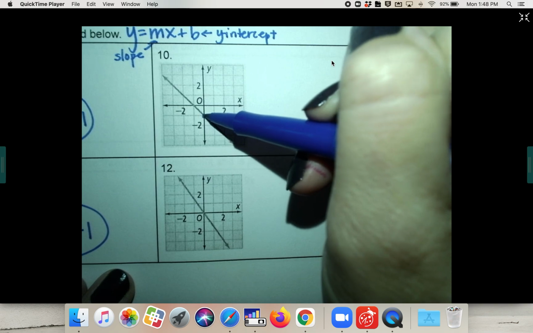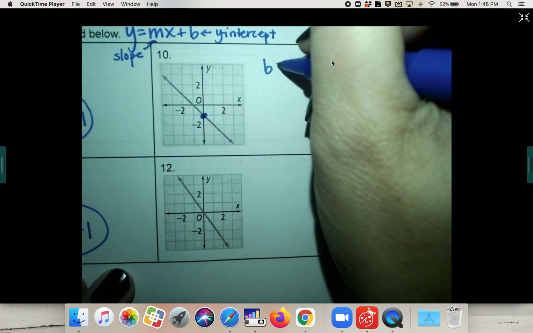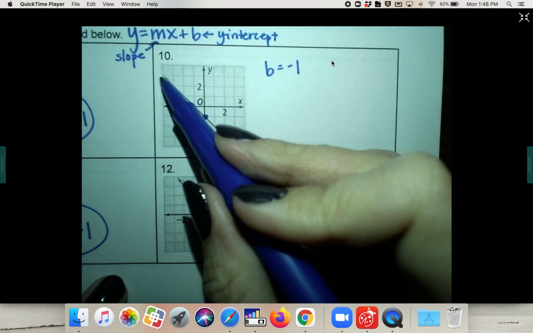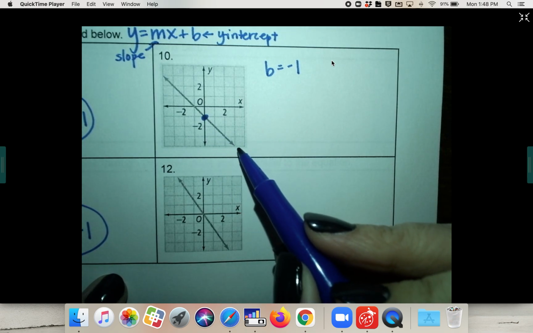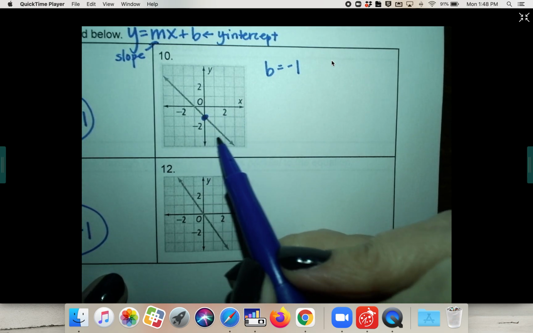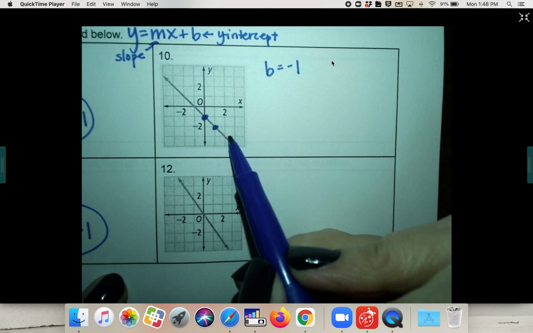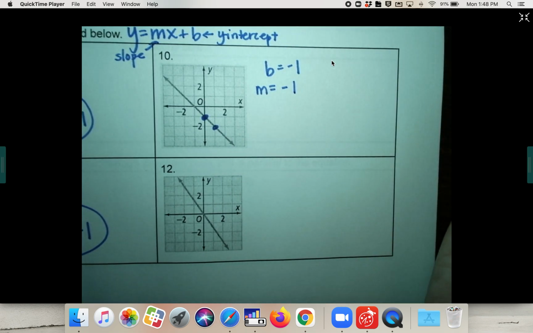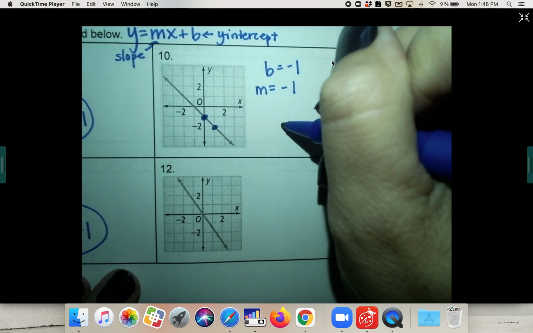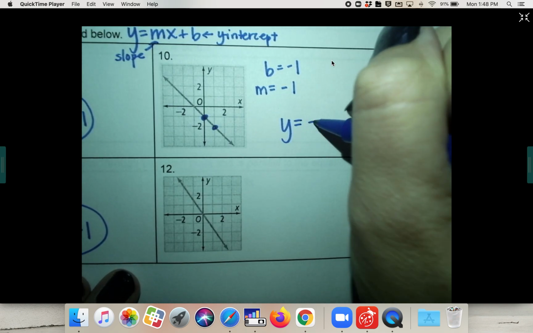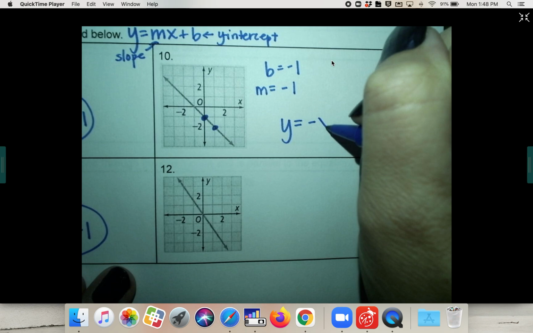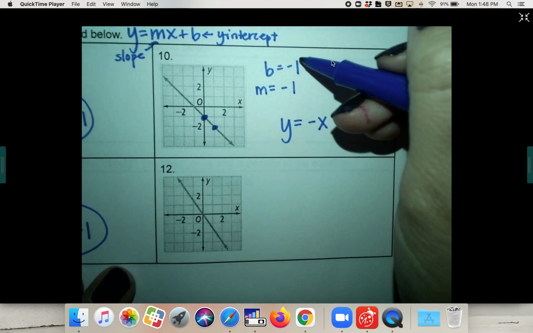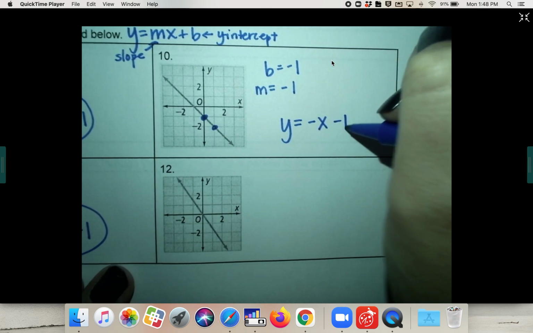Y-intercept hits right here at negative 1 again. So my b is negative 1 again. This one, I hope you guys noticed, is going downhill. It's going down 1 over 1. So my slope is negative 1 over 1, which is just negative 1. So when you put it all together, it's y equals negative 1x, which I'm just going to call negative x, and then the b is minus 1.